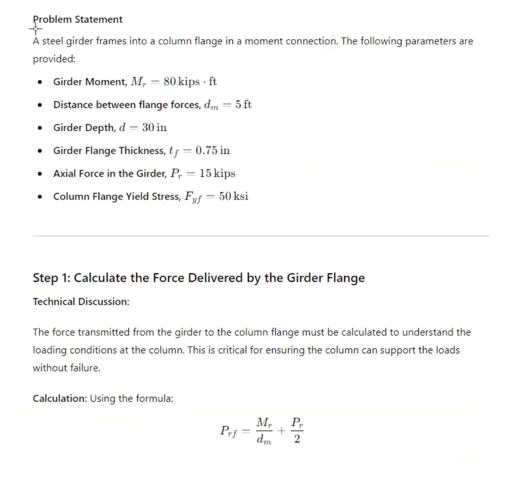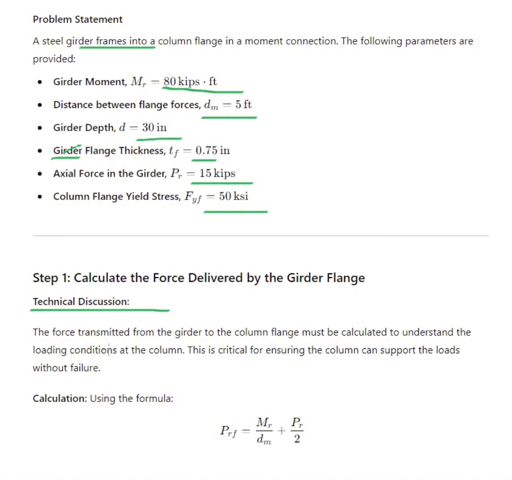One more problem we can see, the problem statement. A steel girder frames into the column flange in a moment connection. The following parameters are given: girder moment is 80 kips-feet, and distance between the flanges is 5 feet. Girder depth 30 inch, and girder flange thickness 0.75. Column flange yield stress, and then axial force also there. This is actually not the girder flange, it's the column flange. It should be, because we need the column flange.